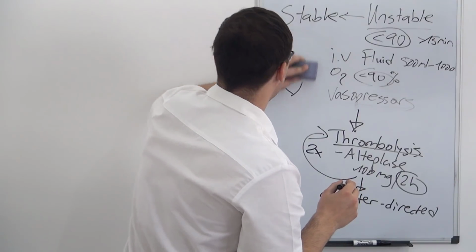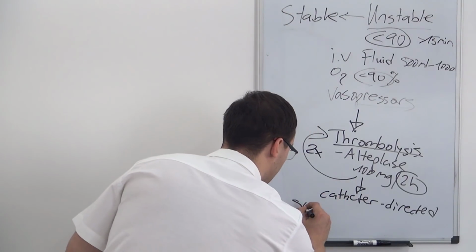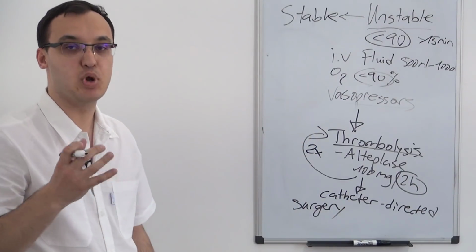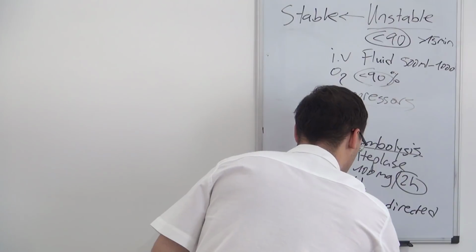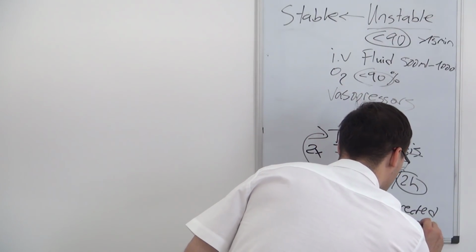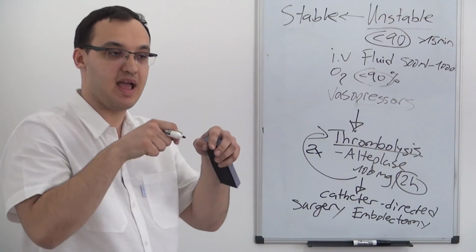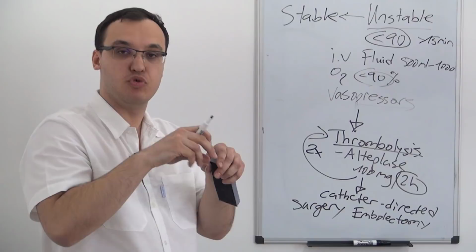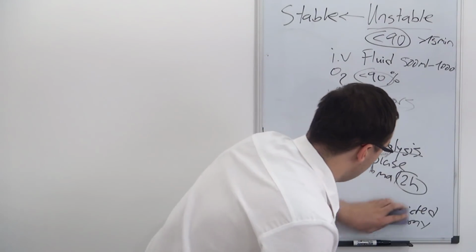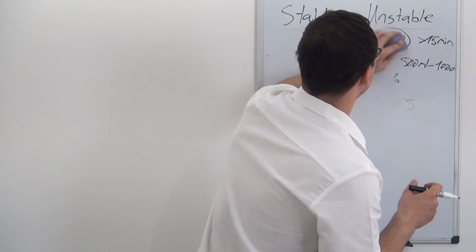Okay, then we have tried that. If that does not work, then we need to do surgery. So here we have surgery. And this is called embolectomy, surgical embolectomy. Embolectomy is when the surgeon will cut up the thrombus and remove it manually. So, now this was unstable patients.